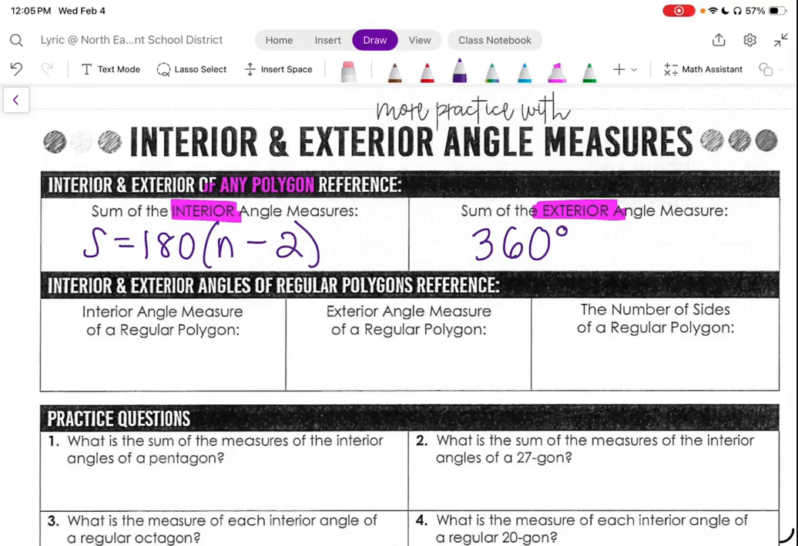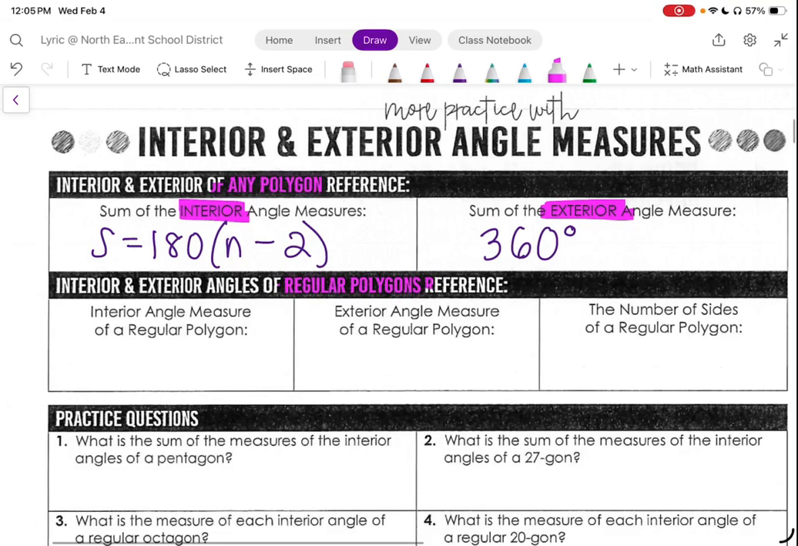Second section: interior and exterior angles of regular polygons. Regular polygons is the key phrase here. Remember from yesterday, regular polygons have the same number of sides, and all of the sides are congruent, which means all of the interior angles are congruent, and the exterior angles are also congruent. So regular means everything is congruent.